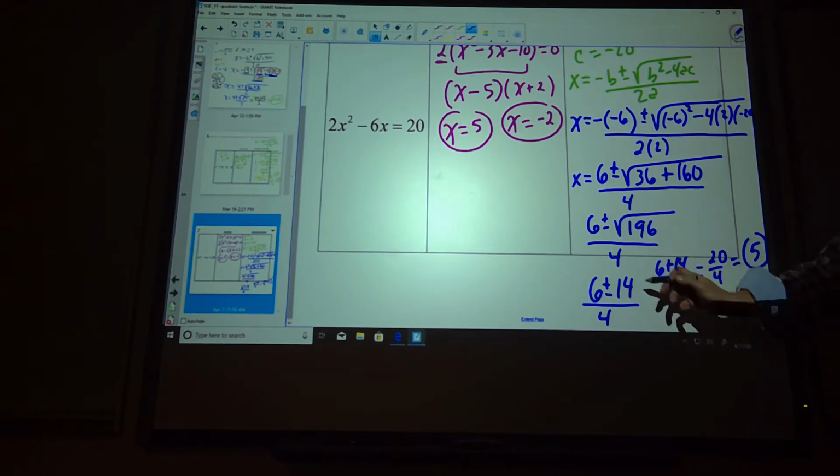Yeah. What is 6 minus 14? You have $6 in your pocket, you buy something for $14. You still owe? Yeah, you happen to owe $8. So what is negative 8 over 4? Negative 2. Is this one of the answers over there? Yeah. Hey, which way looked like it was longer?